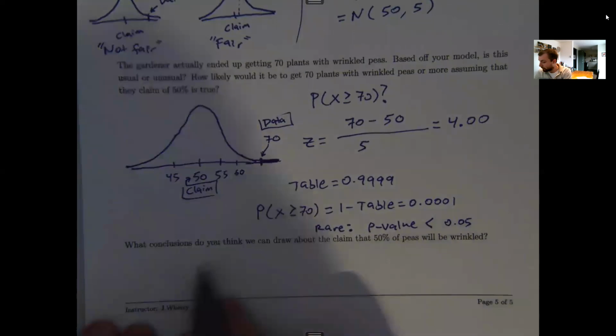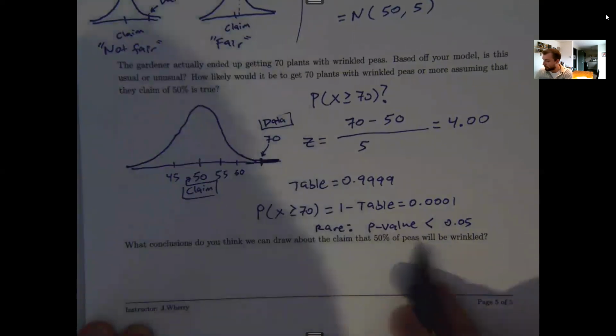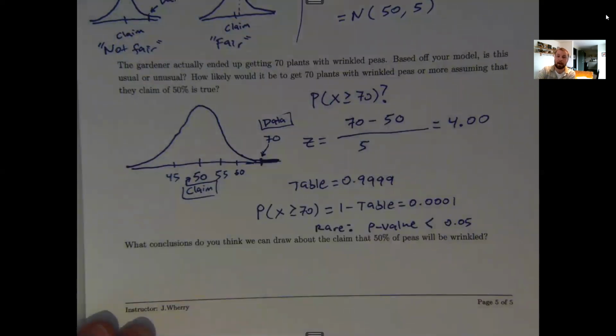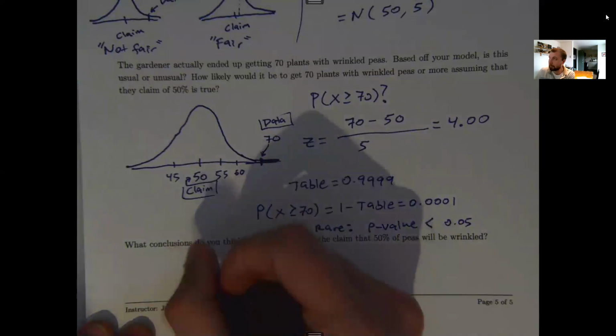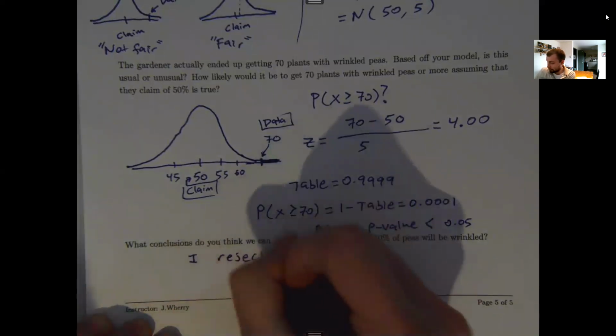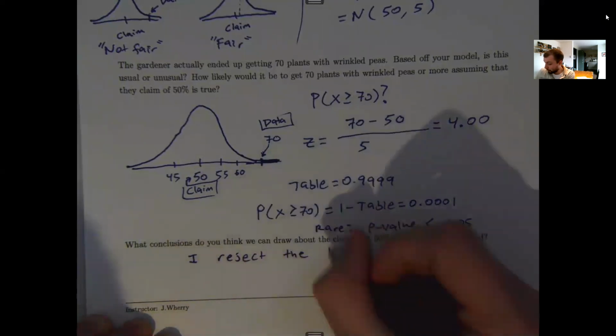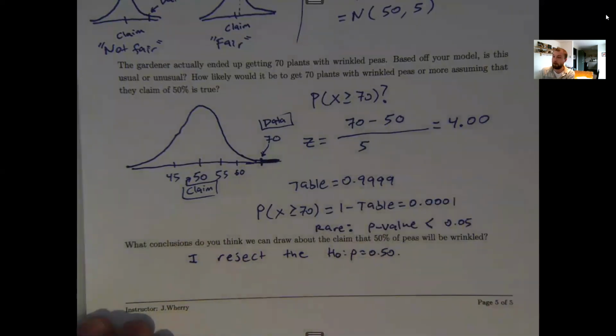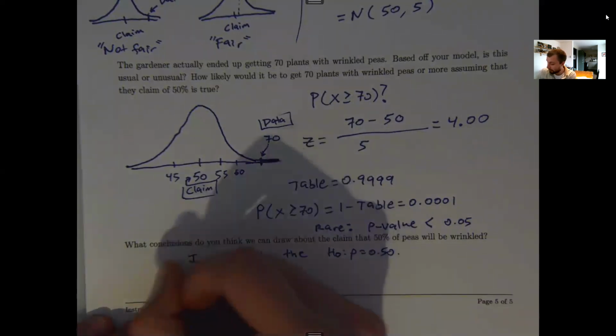So what conclusion do you think we can draw about the claim that 50% of peas will be wrinkled? Well, I think they're lying to me. But I don't want to call anyone a liar outright because I could just have unusual data. So I'm going to be really careful with how I phrase this. So let's see, I'm trying to think lawyer speak-ish. I reject the claim that my success rate is 50%. So I don't buy into that notion. I'm rejecting that. And the reason for this is I have evidence.